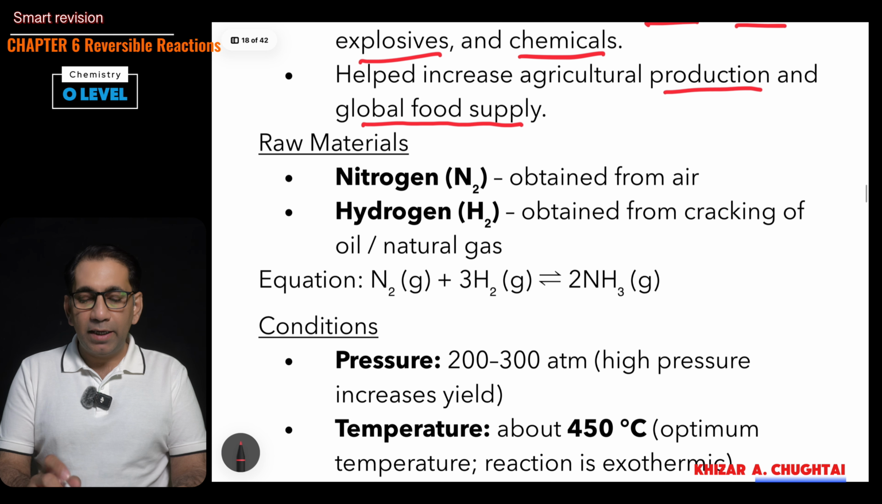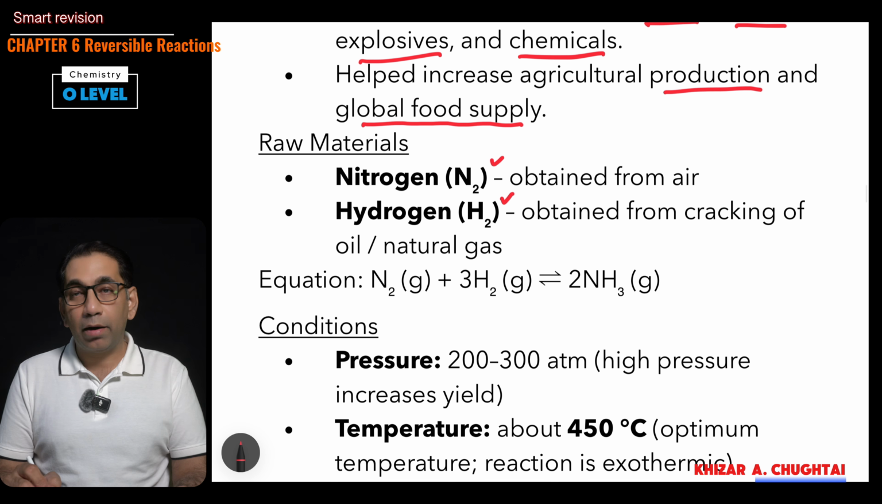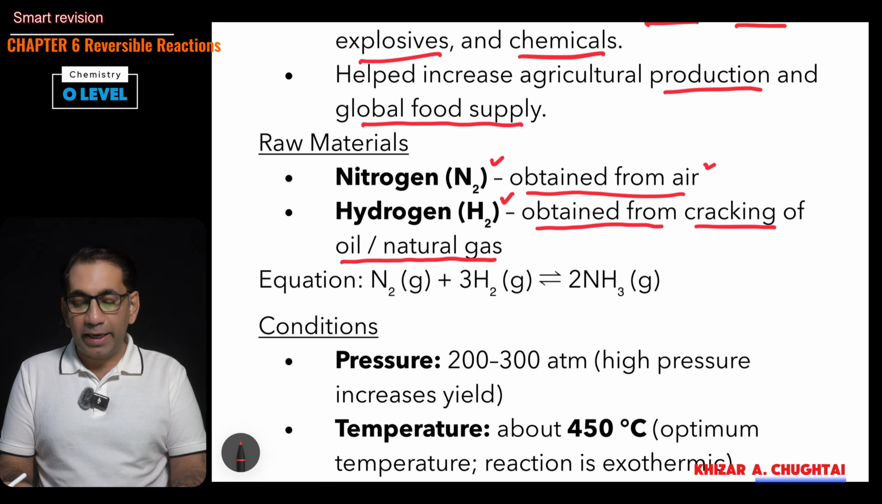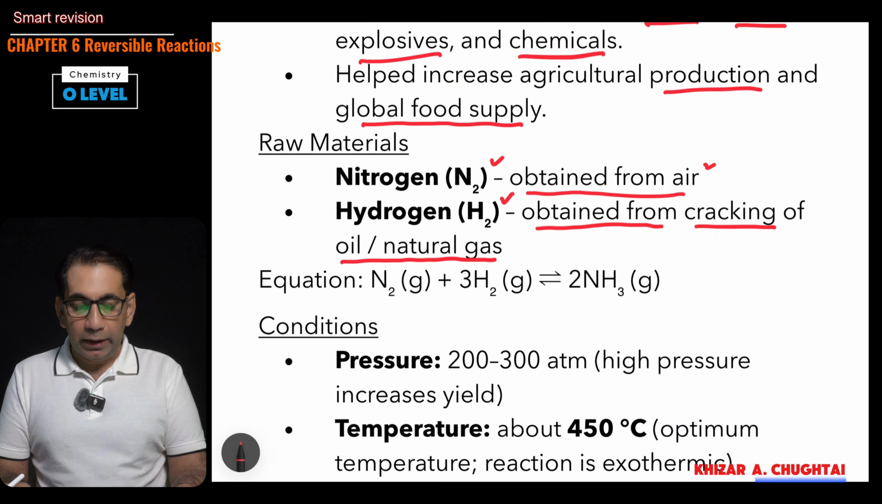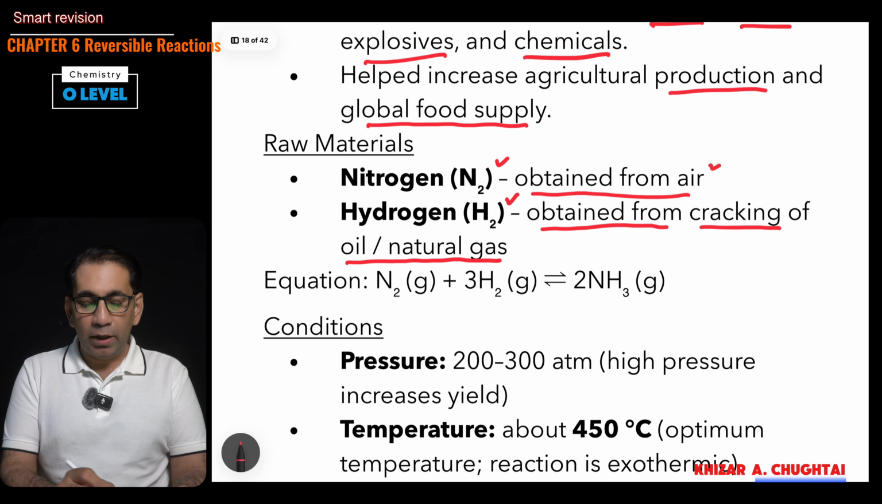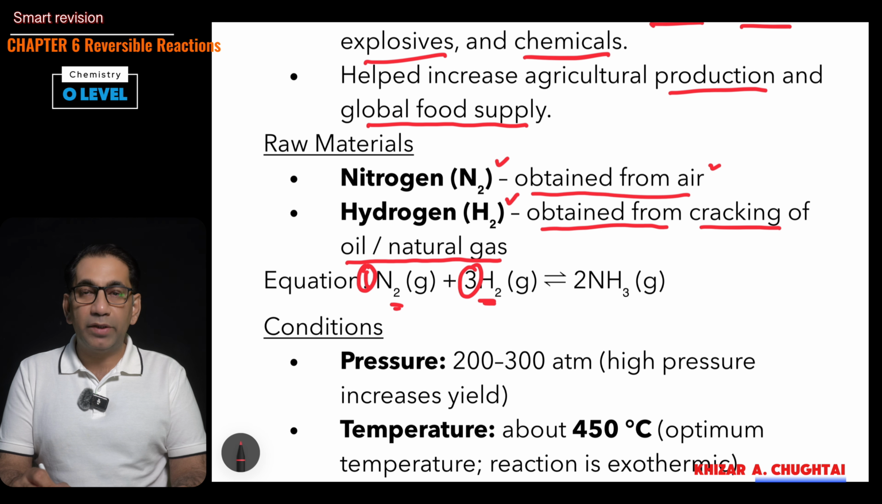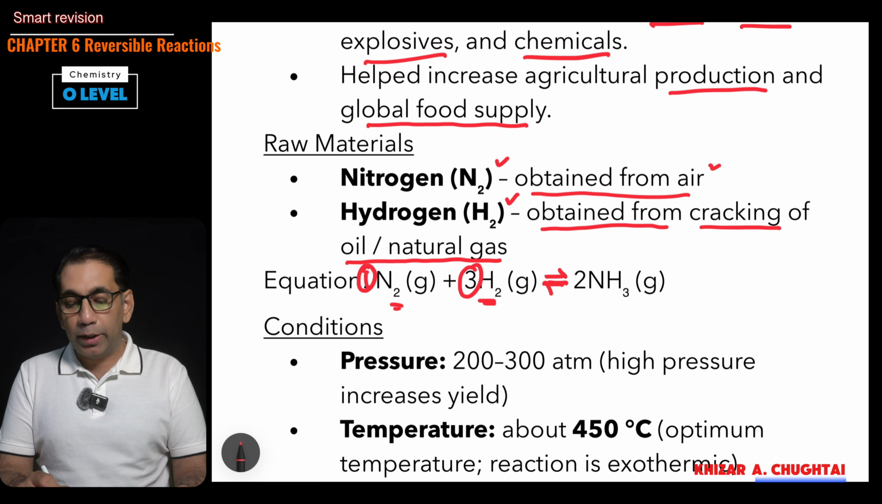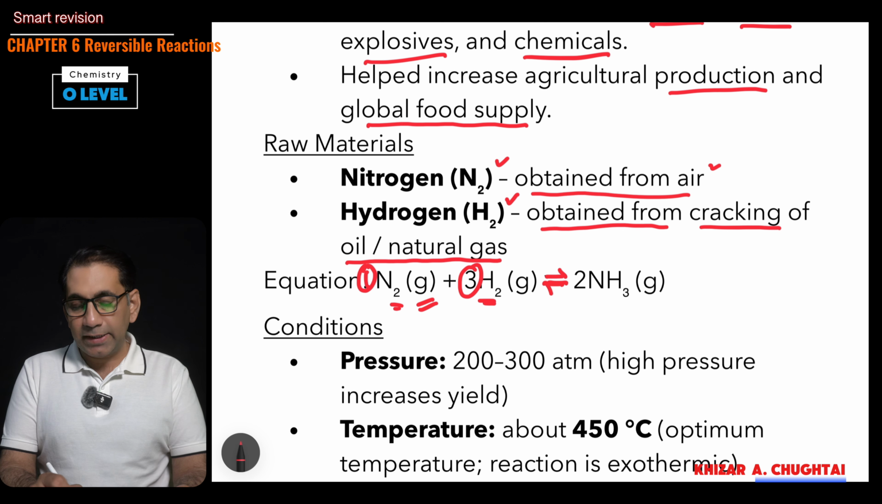What are the raw materials? Nitrogen and hydrogen are the main reactants. Nitrogen is obtained from air. Hydrogen is basically obtained from the cracking of oil or natural gas, or cracking of crude oil. And here is the equation. N2 plus 3H2: 1 mole of nitrogen reacts with 3 moles of hydrogen. A reversible arrow, don't forget to apply this arrow, to make 2 moles of NH3 gas. Nitrogen gas, hydrogen gas and ammonia gas.